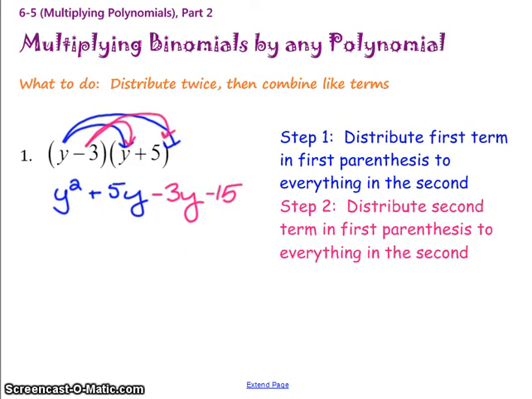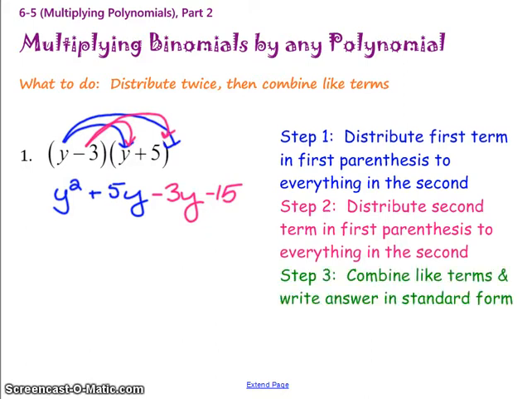And then once you've done your two distributions, your last step is going to be combine like terms. At the same time that I combine my like terms, I'm also going to, if there's only one variable, remember to write my answer in standard form, which you should always be in the habit of doing. So there aren't any other y squared, so I'm going to put my highest power first.